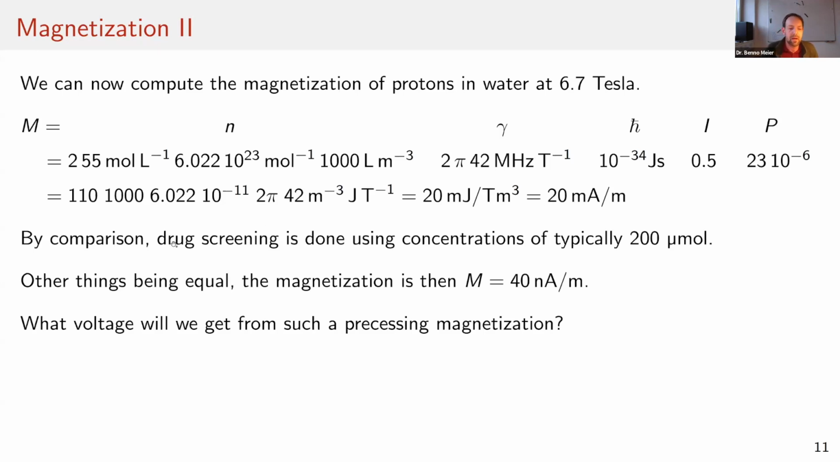By comparison, at the lower end, if you do drug screening, you work with concentrations essentially so low that you can still detect them in a reasonable time, and that works out typically as 200 micromolar. And if you just scale this number accordingly, then you get a magnetization of 40 nanoamps per meter. So you see there are almost 6 orders of magnitude between these two magnetizations. And the question is, of course, what voltage and what signal to noise will we get from these magnetizations?